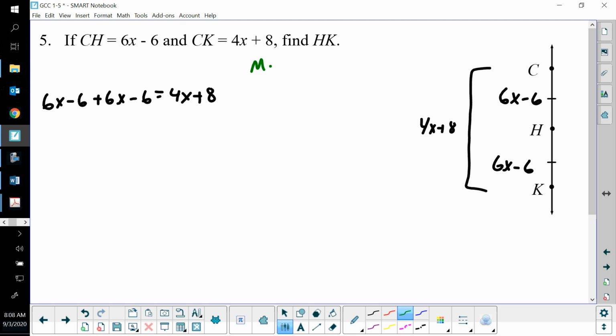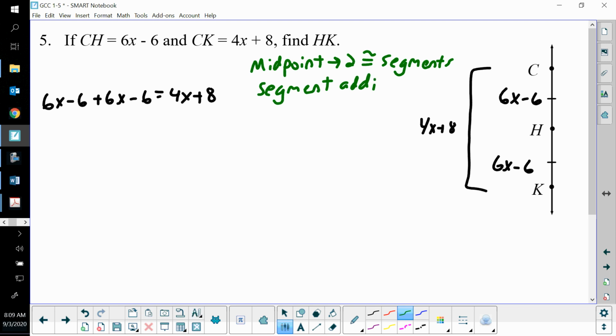Now our geometry justification, we actually have two justifications we used. We used that midpoint implies two congruent segments. That's what allowed us to say that HK was also 6x minus 6. And then we also used the segment addition postulate. And that allowed us to add the two small parts equal to the big part.